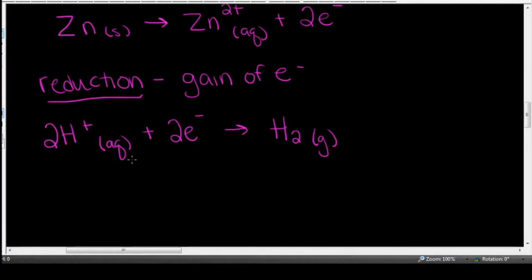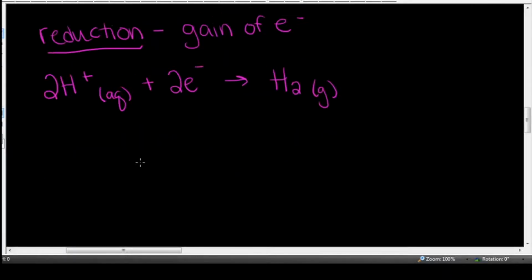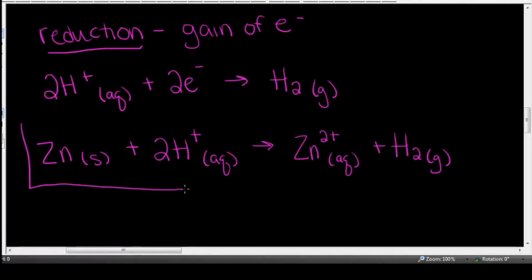All right, so let's write that overall net ionic equation, shall we? If I combine these two equations, we would end up with an overall reaction of zinc solid plus 2H+ aqueous becoming Zn2+ aqueous and H2 gas.